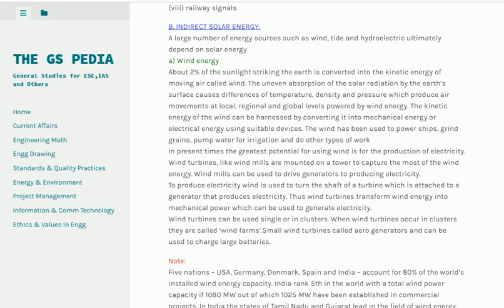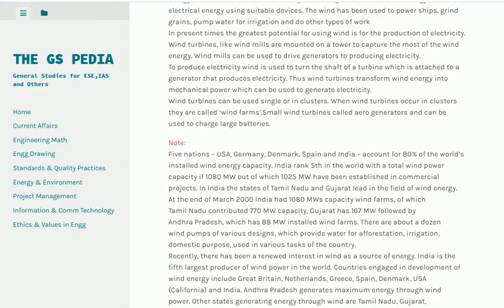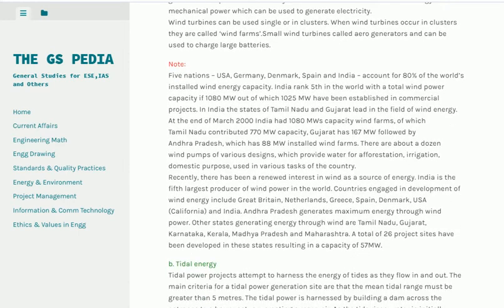Wind turbines can be used single or in clusters. When wind turbines occur in clusters, they are called wind farms. Small wind turbines called aerogenerators can be used to charge large batteries. Note: 5 nations, USA, Germany, Denmark, Spain and India, account for 80% of the world's installed wind energy capacity.